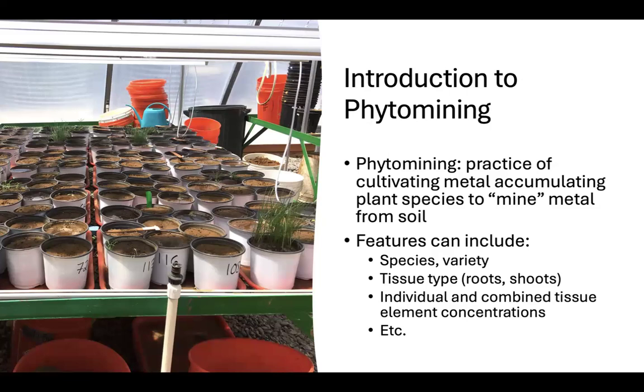The data set we're going to be using is phytomining data. Phytomining is the practice of cultivating metal-accumulating plant species to mine metal from soil. Features of this data can include plant species and variety, tissue type, such as roots versus shoots, individual and combined tissue element concentrations, and others.